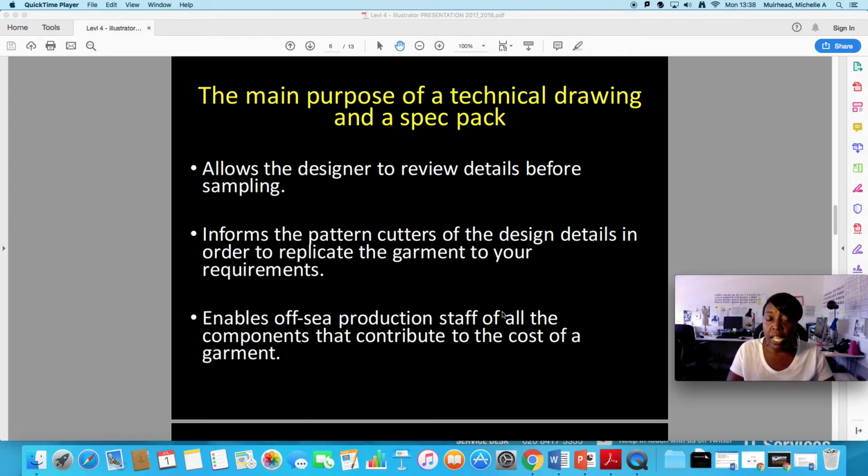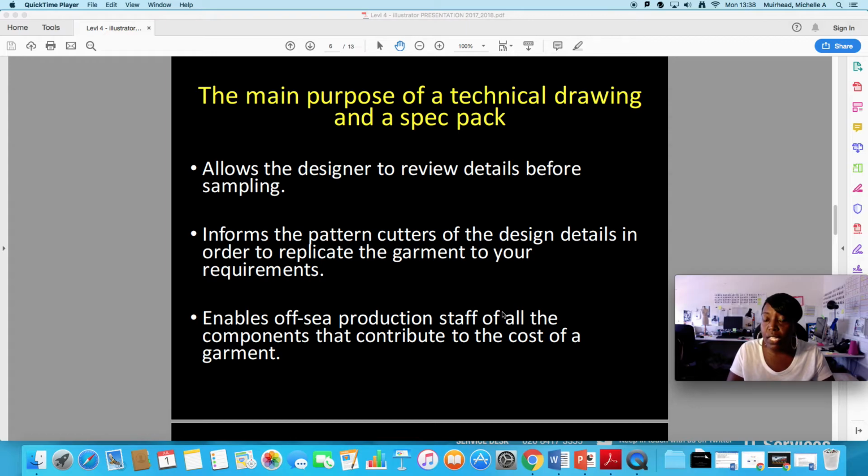So with the technical drawing and the spec pack, it allows the designer to review details before sampling. So it can essentially save you from doing loads and loads of protos if you start thinking about your technical drawing beforehand. It informs pattern cutters.